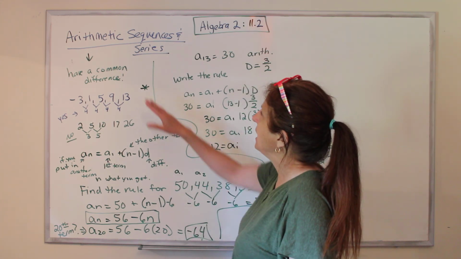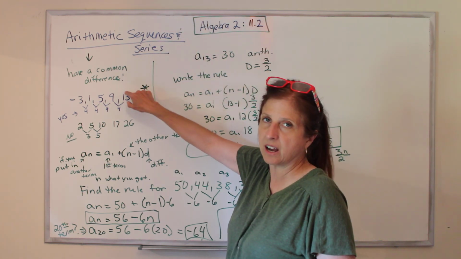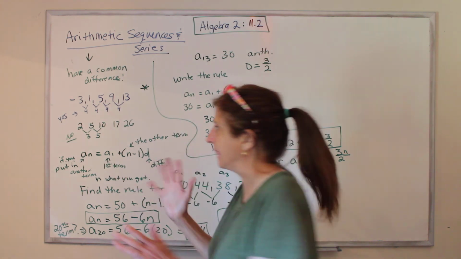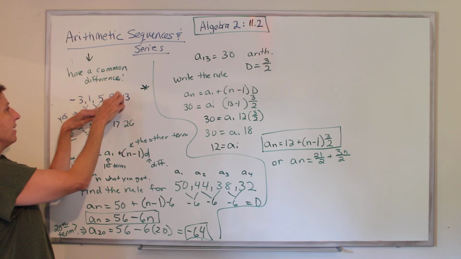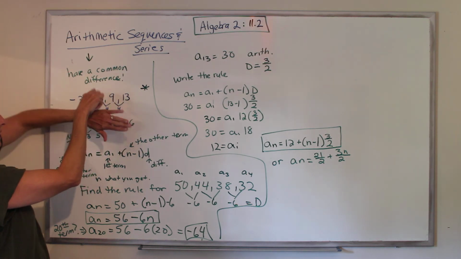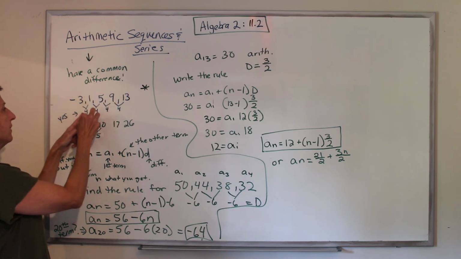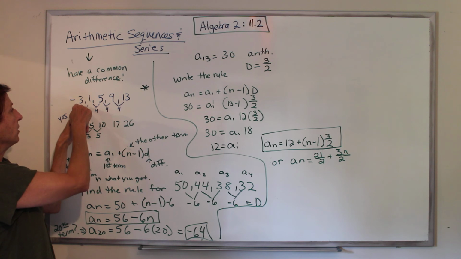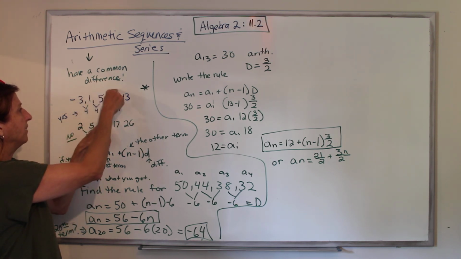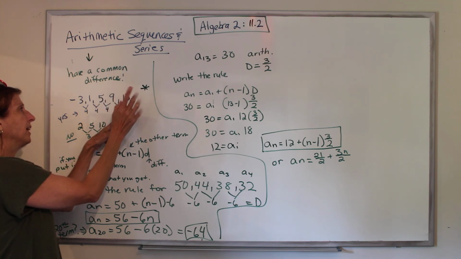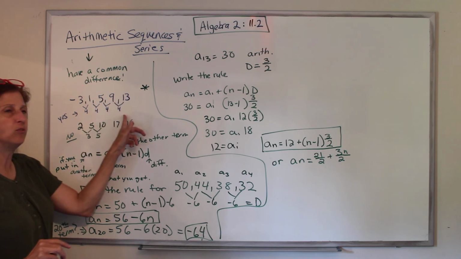If something is an arithmetic sequence or series, they have a common difference. What do I mean by that? Here's my series: -3, 1, 5, 9, 13. I subtract: 1 minus -3 is 4. On a number line, if you go from -3 to 1, it's 4. 1 to 5 is 4 hops, 5 to 9 is 4 hops, 9 to 13 is 4 hops. If I subtract these, one from the other, I get 4 for all of them.